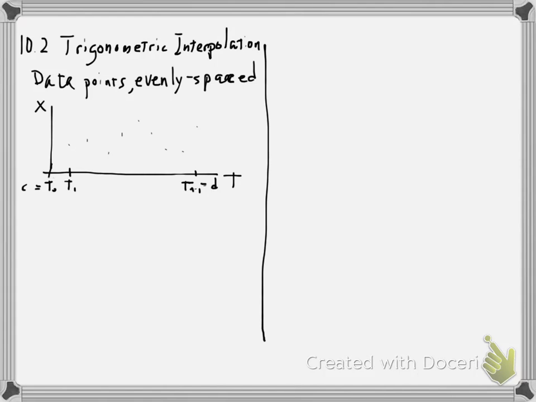Okay, so section 10.2 is on trigonometric interpolation. And so we've done this before. We did this in chapter 4. We're going to do it again now using the discrete Fourier transform to obtain our trigonometric interpolant.